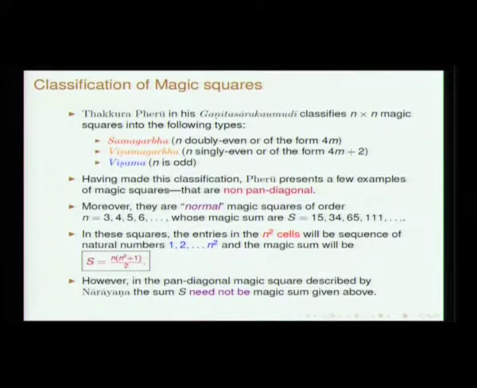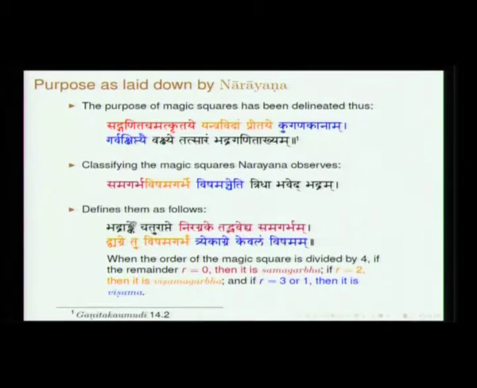Narayana gives a procedure wherein one need not consider the elements 1 to 16 to construct a 4 by 4. You can use any numbers and you will be able to construct a magic square which is pan-diagonal in nature. It is a kind of systematic procedure which has been presented by Narayana.